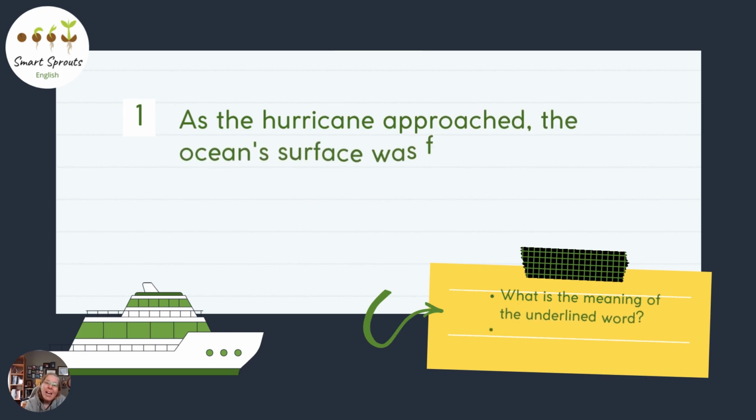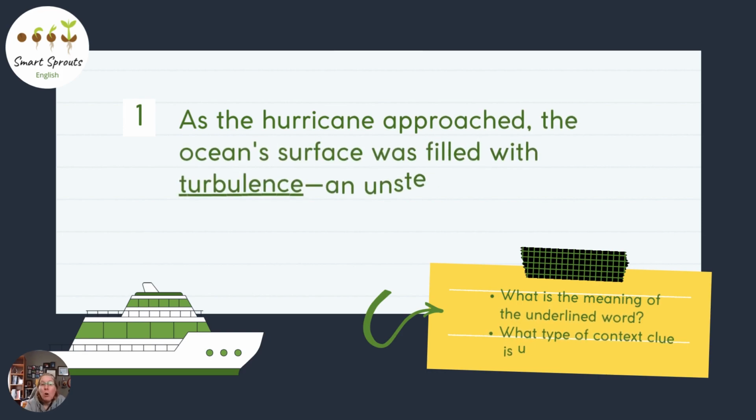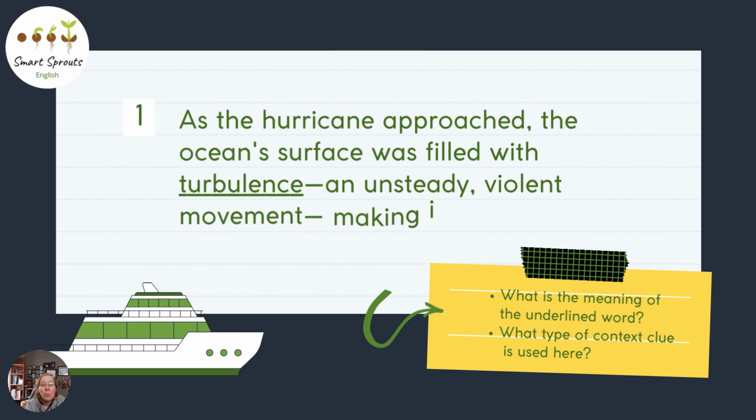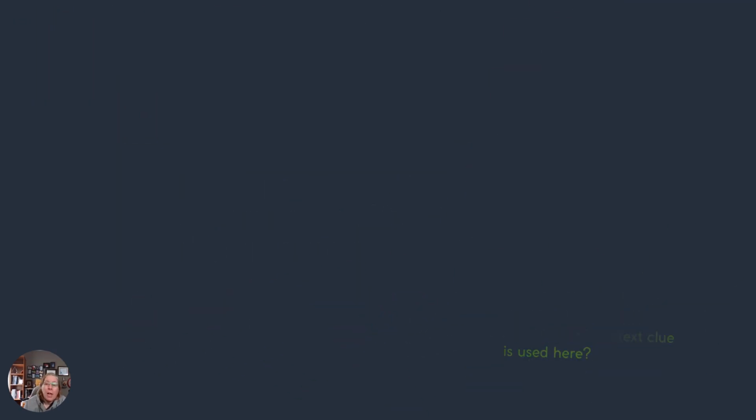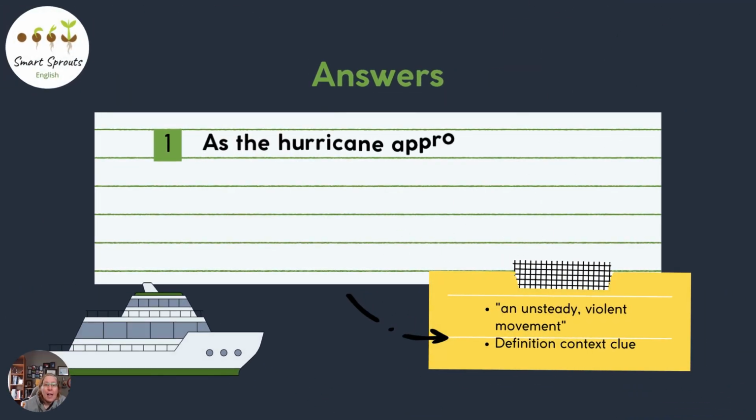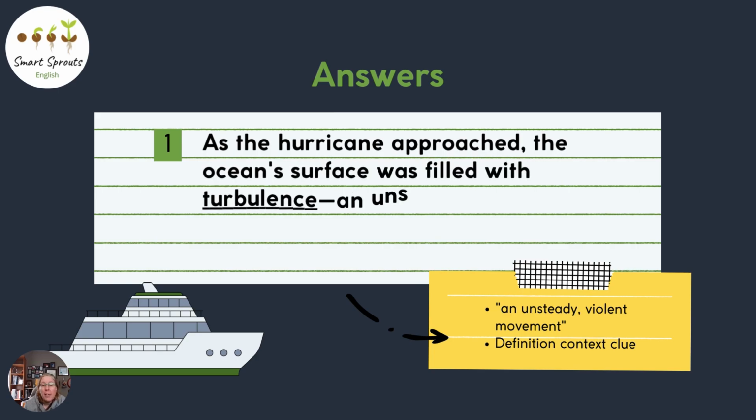So, as the hurricane approached, the ocean surface was filled with turbulence, an unsteady, violent movement, making it dangerous for ships to navigate. In this case, we're wondering, what is the meaning of the word turbulence, and what type of context clue is used here? If you guessed a definition context clue, you're right.